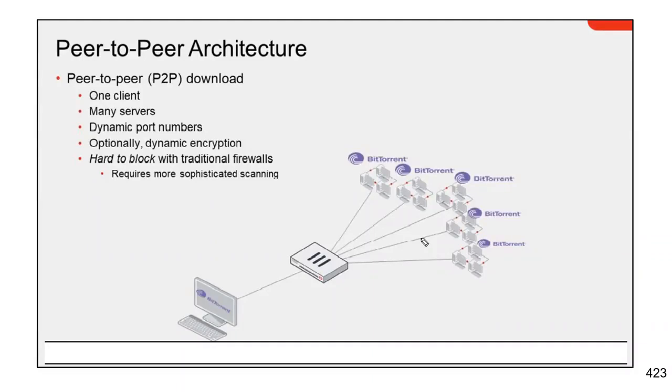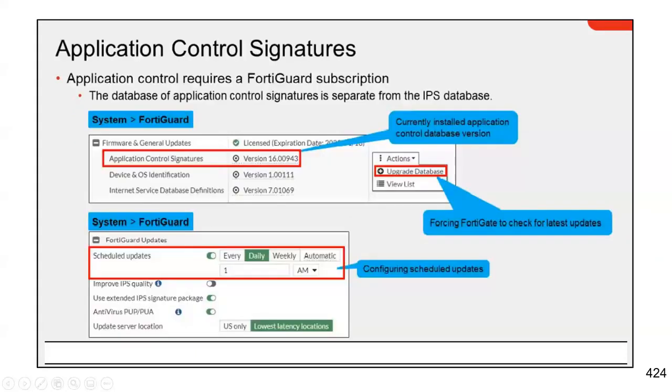Now, this was all about the architecture. Next we are going to talk about application control and the signatures: how these signatures work and how you fix issues like the ones we are seeing here. Before you can try to control the applications, it is important to understand the signatures used by the application control.